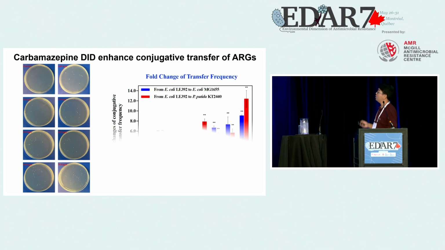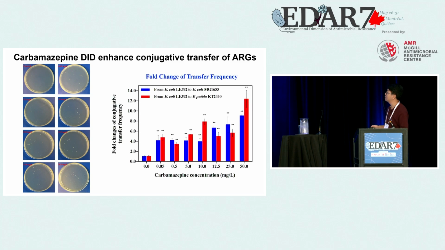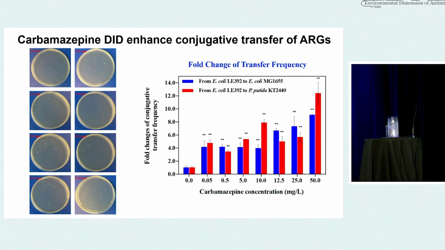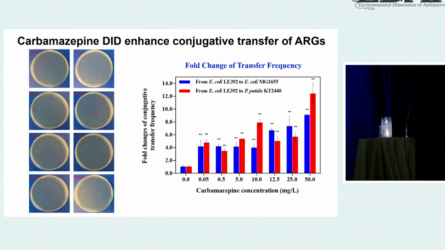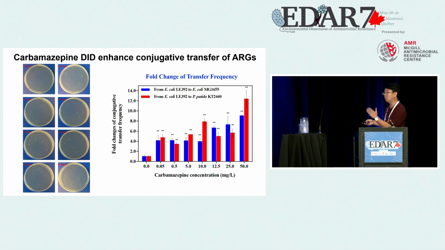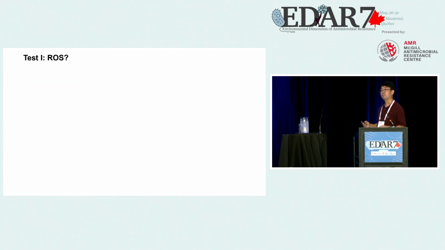So this means that, indeed, carbamazepine is not an antibiotic, but it can promote gene transfer. How about the fold change? We did a statistical analysis. The blue bar shows E. coli to E. coli, and the red bar shows E. coli to Pseudomonas putida. You can see under exposure to these drugs, gene transfer frequency has been significantly increased. It also shows a dose-dependent trend: increased concentration, higher frequency.